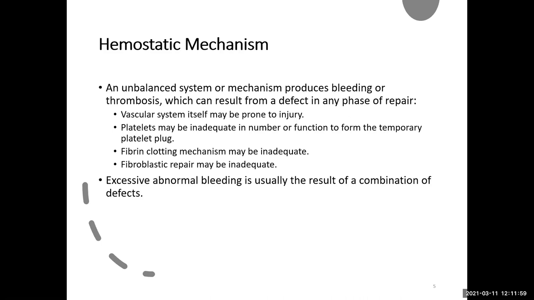If the platelets are inadequate in number, you don't have enough platelets, or they don't function like they're supposed to, they can't form that initial plug. The fibrin clot mechanism could be inadequate, or the repair mechanism could be inadequate. So if any of those things are out of whack, it can cause the whole system to be off balance. You can have excessive bleeding, which can also result from a combination of defects.